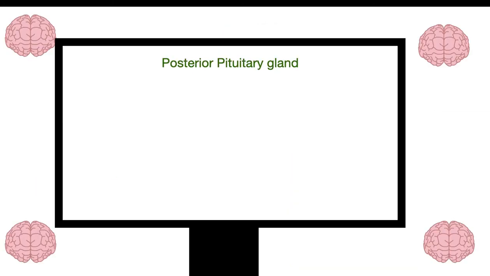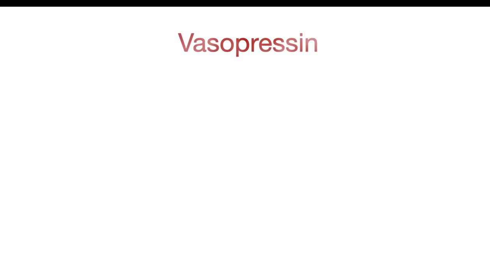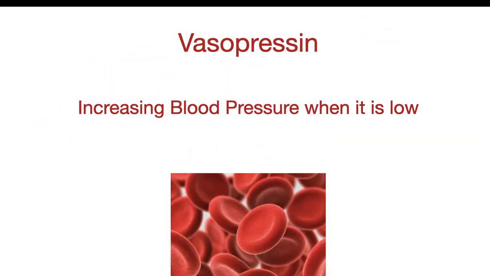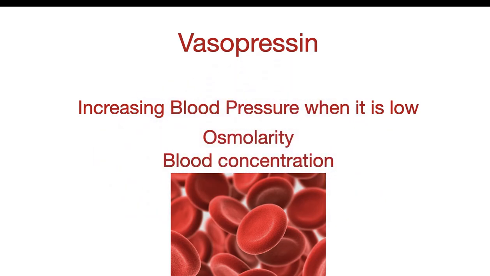So now let's talk about the posterior pituitary gland. There are two hormones that the posterior pituitary gland produces. The first one is vasopressin, and to me it's very important. So vasopressin is important for increasing blood pressure when it is low, and it's also important for osmolarity, which is the same thing as blood concentration.